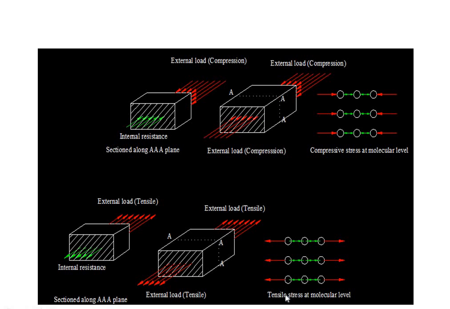So now look into the molecular level. These tensile forces try to expand or increase the intermolecular distance. So the internal resistance tries to maintain the original intermolecular distance, right? So this internal resistance per unit area, we call it as tensile stress.